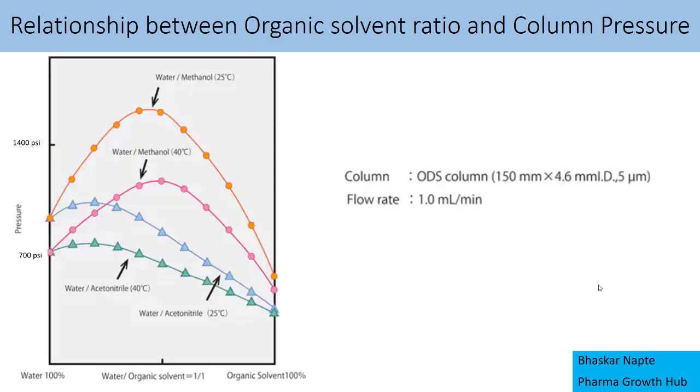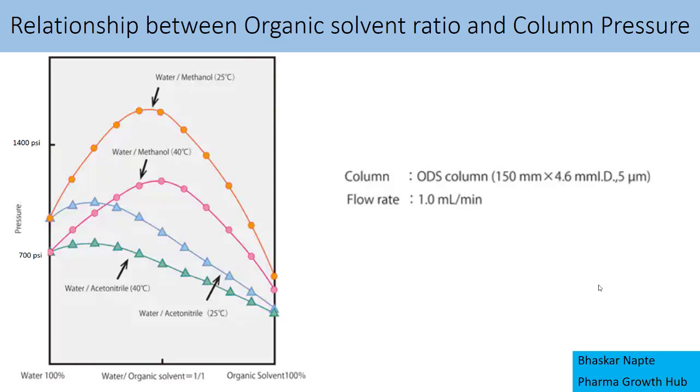The second important factor is the column pressure. See, our HPLC systems are built to withstand up to a certain back pressure of, let us say, around 4000 psi. And beyond that, your pump will not work. So, a system or mobile phase which creates minimum back pressure must be preferred. Now, what is the relationship between organic solvent and the column back pressure?